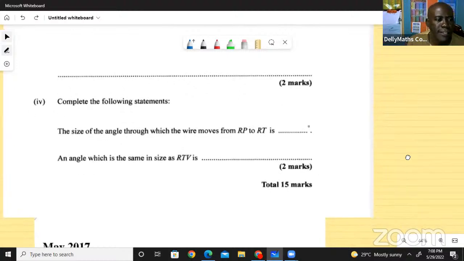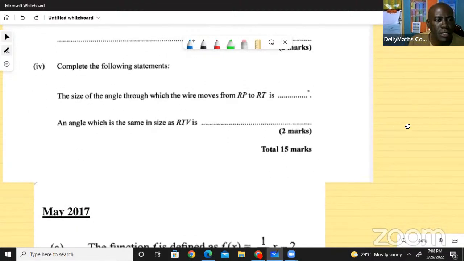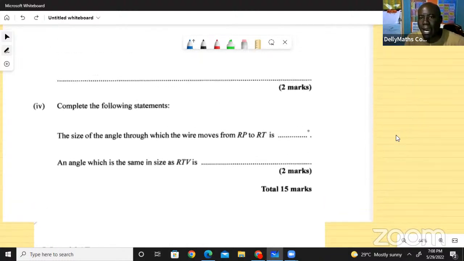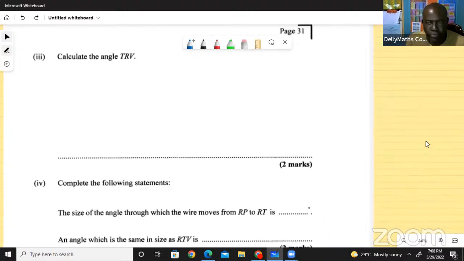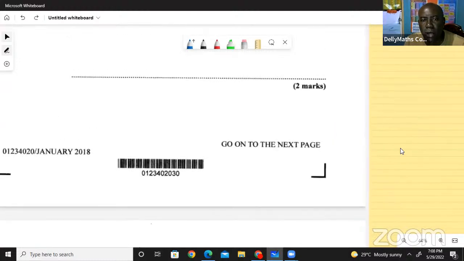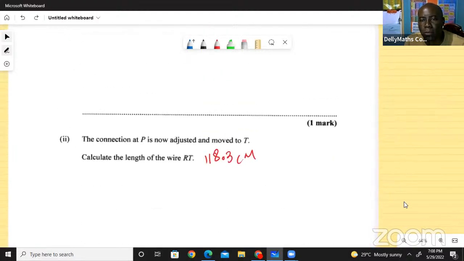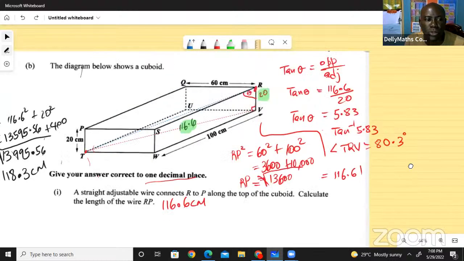All right, it says the size of the angle through which the wire moves from R. So we're looking at the side. Say it moves from RP to RT. What is that angle? Let's look. Have a look at the diagram. All right, so we need to look. It moves from top to bottom there, they want to know the size of the angle that it moves from top to bottom. Okay, it's going to be the remaining piece of angle from RP to RT.